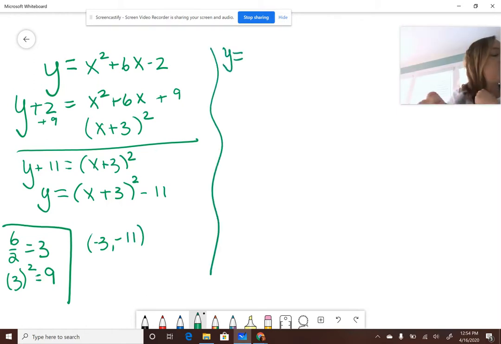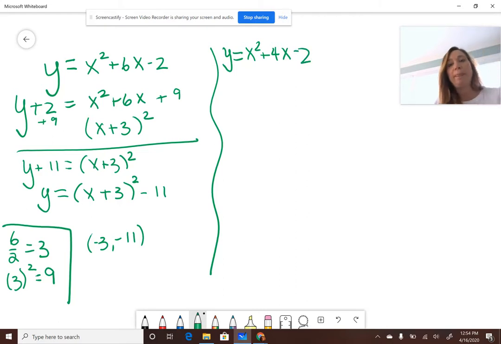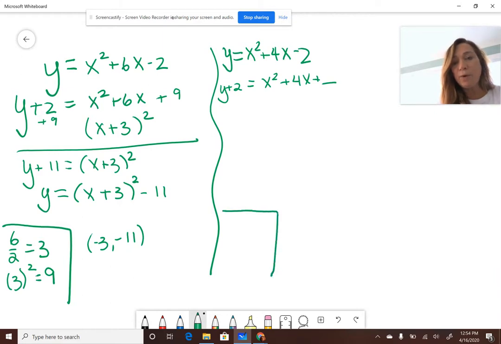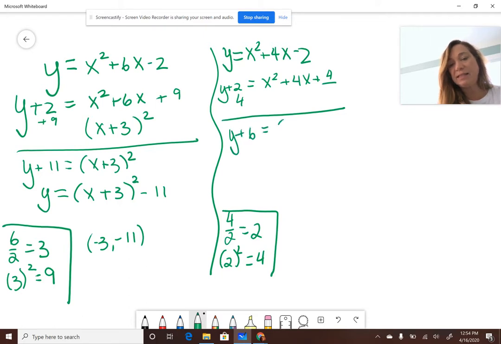So y equals x squared plus 4x subtract 2. Okay, so I'm going to move the 2. Y plus 2 is equal to x squared plus 4x plus, I don't know. So I'm going to do a little scrap work. 4 divided by 2 equals 2. 2 squared equals 4. So I'm going to add 4 to both sides. That gives me y plus 6 equals the quantity x plus 2 squared.